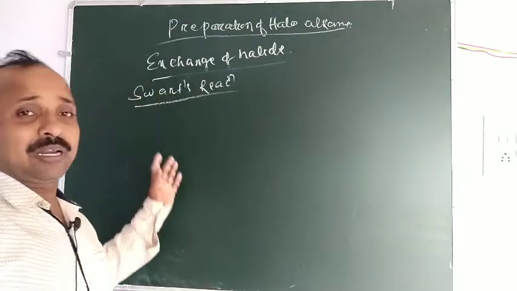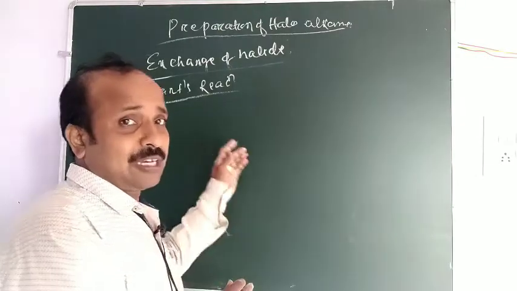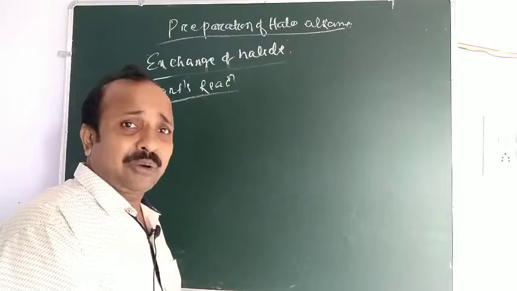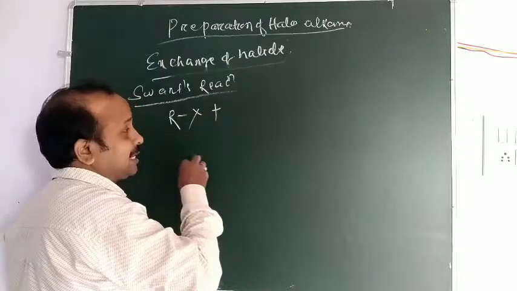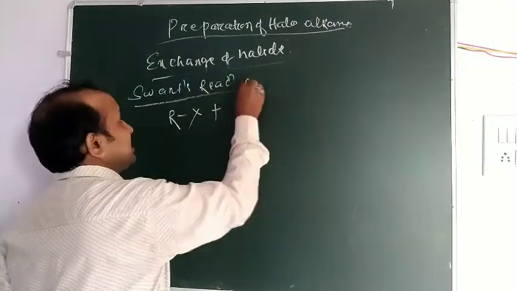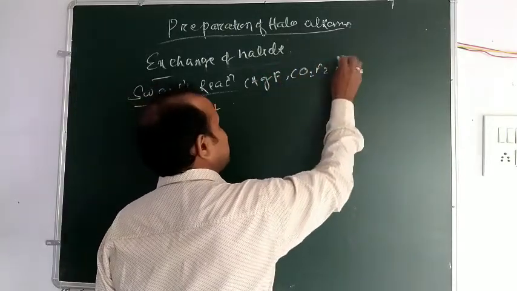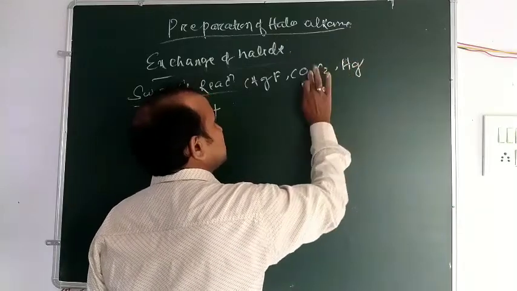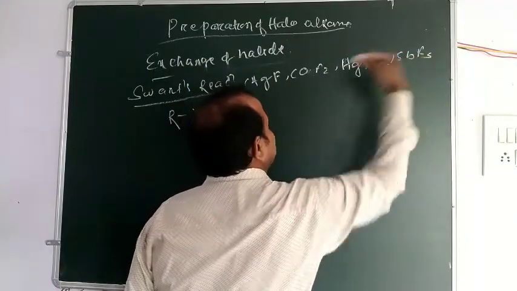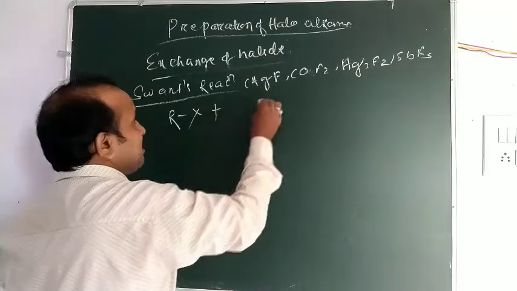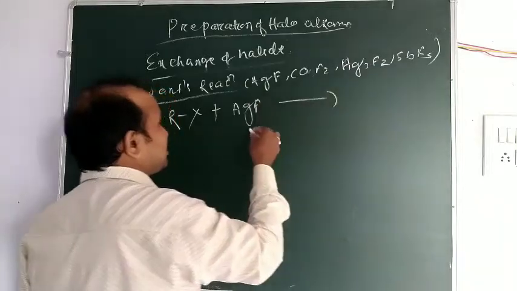This is also an exchange of halide, but the exchange is with fluorine, whereas in the Finkelstein reaction the exchange is with iodine. When haloalkanes RX are treated with any metallic fluoride, like HgF, CoF2, Hg2F2, SbF3, etc., suppose it reacts with HgF, then its halogen will exchange.